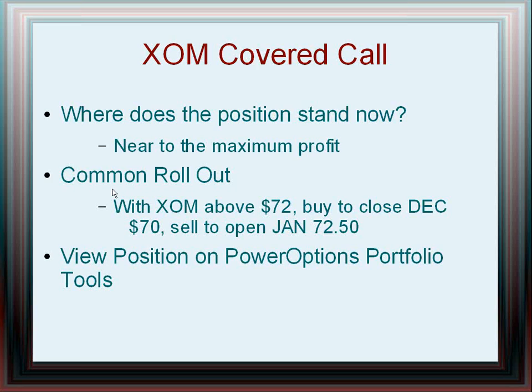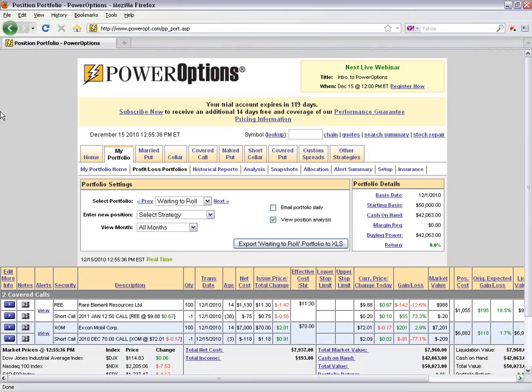Those of you who are experienced with covered call trading would think of the common rollout: I'm going to buy to close the December 70 call, stock above 72, and I'm going to sell to open the January 72.5 call. Well, okay, that's a reasonable rollout opportunity, but what about other positions? What other strike prices might be available? Let's take a look again back at the portfolio tool on PowerOptions to see where that position stands.